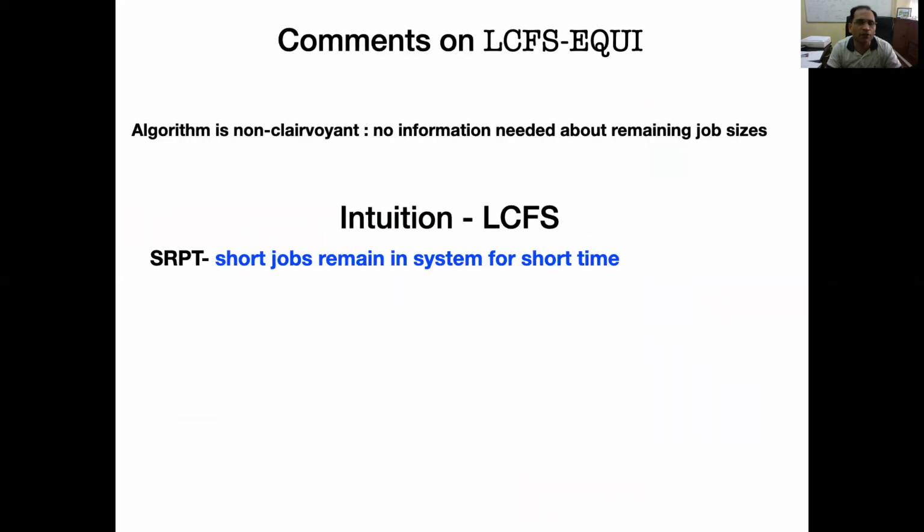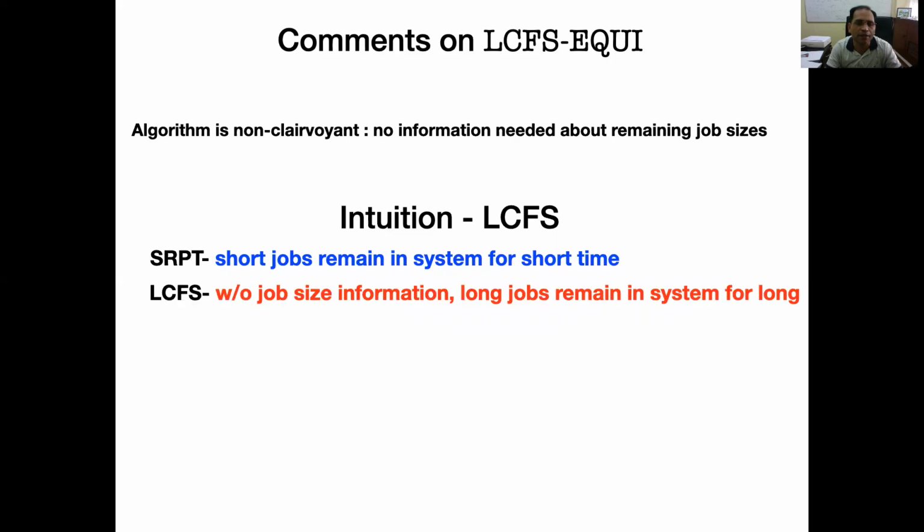The algorithm is what is known as non-clairvoyant, in that it does not require any information about the job sizes, which is good and useful from an implementation point of view. Intuition for why to choose LCFS is that we all know why SRPT is good for minimizing the flow time, because short jobs remain for a short amount of time in the system. LCFS is doing it in a complementary way, because it's preempting jobs which are sitting in the system. As soon as a new job arrives, long jobs remain in the system for long.